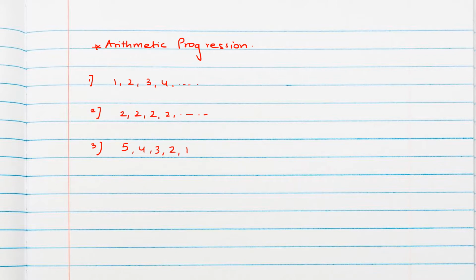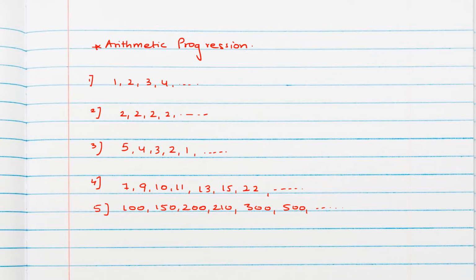Next topic is arithmetic progression. If I consider lists of numbers, suppose 1, 2, 3, 4, and 2, 2, 2, 2, then 5, 4, 3, 2, 1, and then 7, 9, 10, 11, 13, 15, 22, 100, 150, 200, 210, 300, 500. Okay, so these are the lists of numbers.